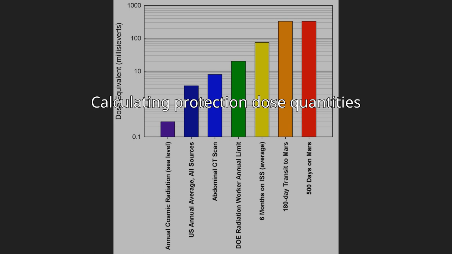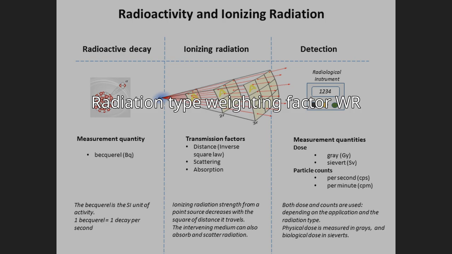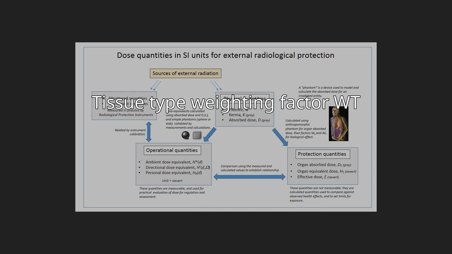This approach calculates the biological risk contribution to the whole body, taking into account complete or partial irradiation and the radiation type or types. The values of these weighting factors are conservatively chosen to be greater than the bulk of experimental values observed for the most sensitive cell types, based on averages of those obtained for the human population. Radiation type weighting factor WR. Tissue type weighting factor WT.